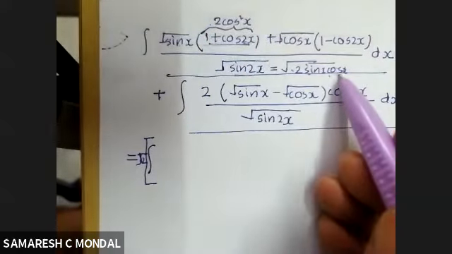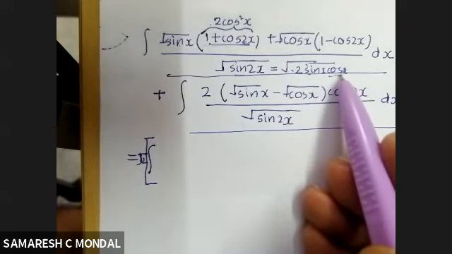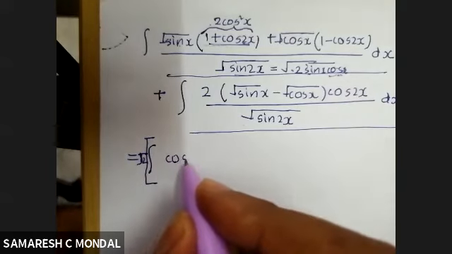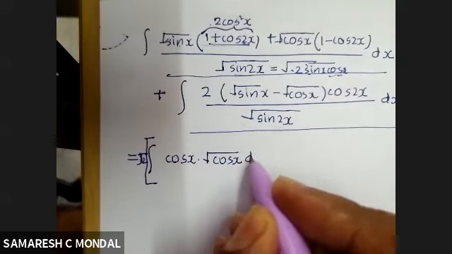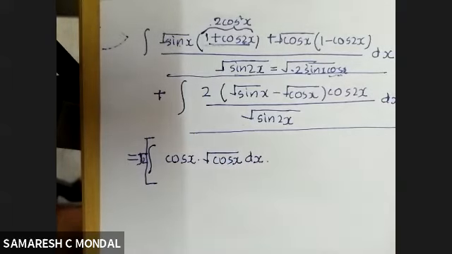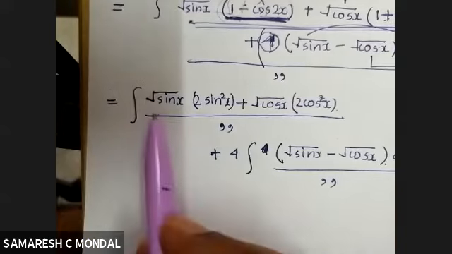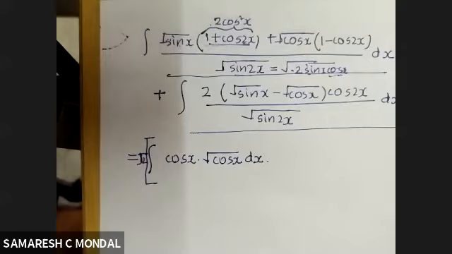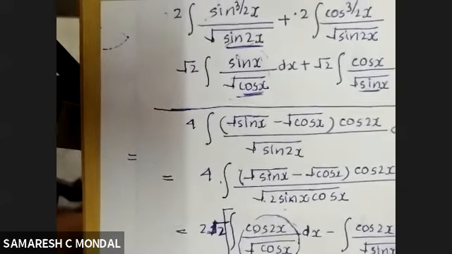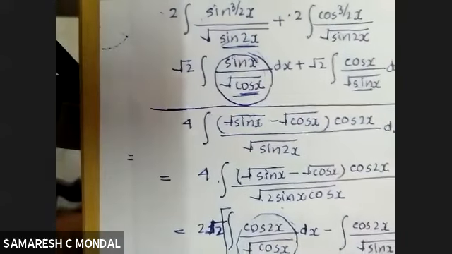cos x will become how much? Cos square x divided by cos x will be cos x into root of cos x dx. Correct. Fine. Is it okay? In the previous one, we got root sine x into 2 sine square x, something like that. So we got sine x by root cos x. This was the previous one we got.